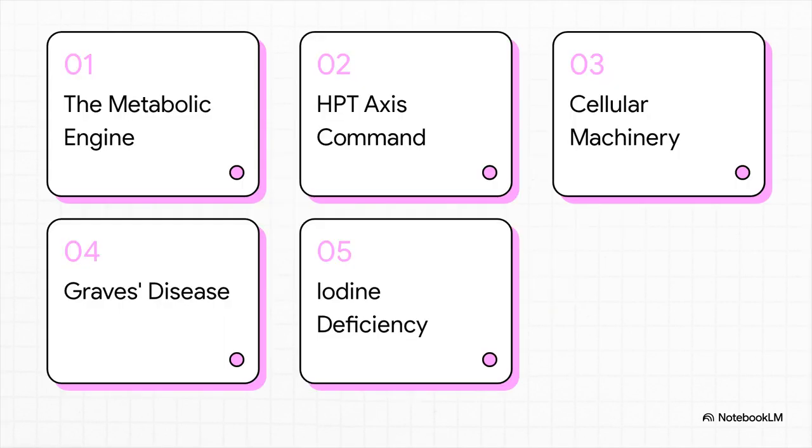Here's our roadmap for today. First, the metabolic engine. Second, the HPT axis command center. Third, cellular machinery. Fourth, Graves' disease. And finally, iodine deficiency. Let's jump in.